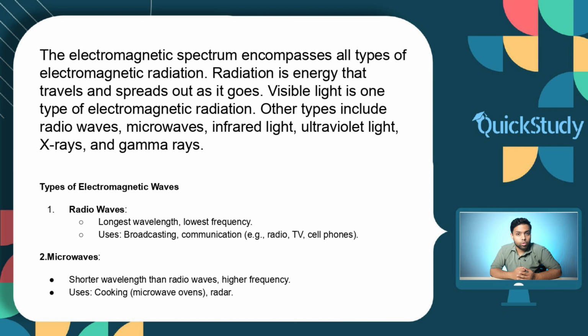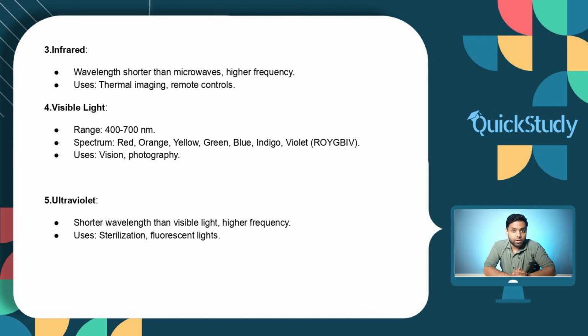Another one would be microwaves. Microwaves have a shorter wavelength than radio waves but a higher frequency. We see microwaves being used in microwave ovens while cooking. Infrared light or infrared waves, on the other hand, have a shorter wavelength than microwaves but a higher frequency. They are used in thermal imaging and also in our remote controls.